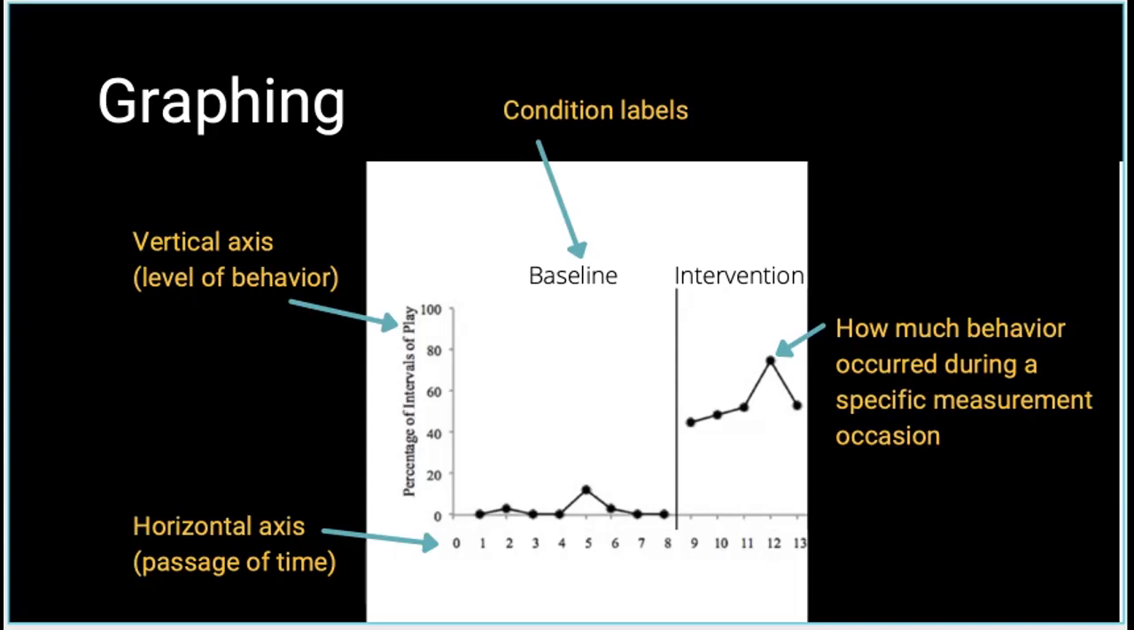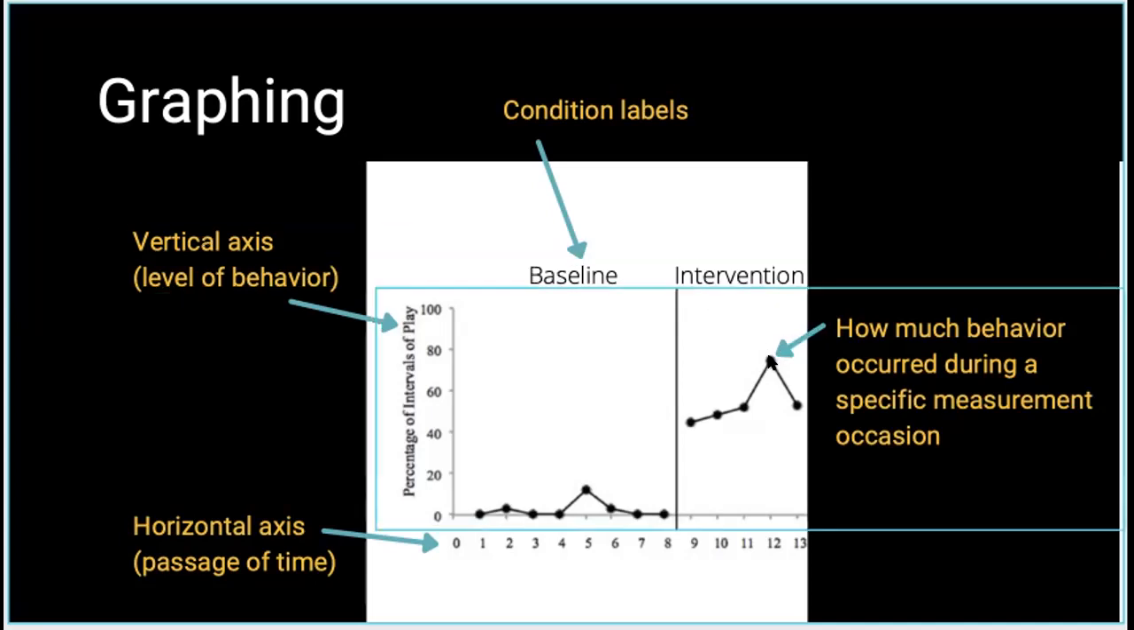Usually this is represented as sessions or days. The vertical axis represents the amount of behavior that's occurring. So data near the bottom represent low occurrence and data near the top represent high occurrence. And we'll talk more tomorrow about how we'll measure that occurrence. And each individual data point represents how much behavior occurred during a specific period of time. So during day 12, the highest levels of behavior occurred, and during day 8, no behavior occurred at all.